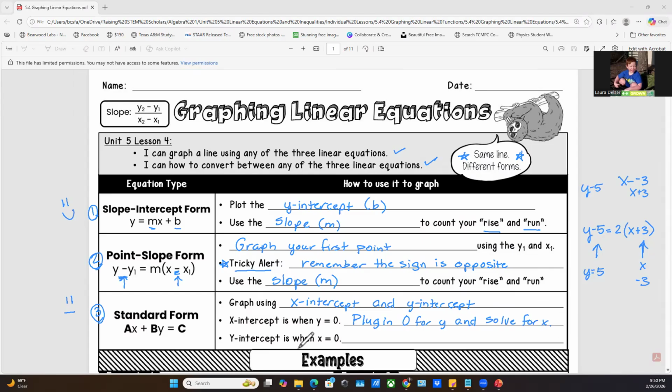And then the y-intercept is when x is 0. So to solve this, let's see.